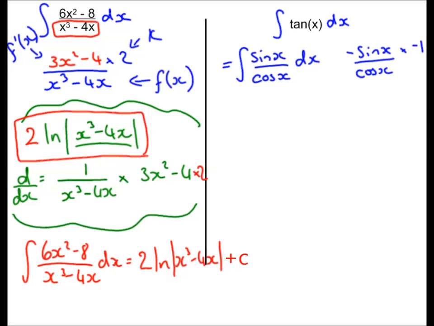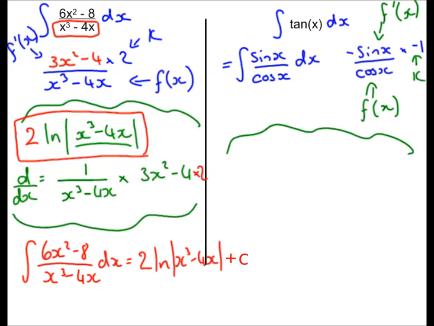I'm out by a constant. You can see my f dash of x over my f of x and my constant. So just as we've been doing for all the rest of the integration by recognitions, bit of a thought bubble. What happens when I differentiate the natural log of my f of x, so cos x?